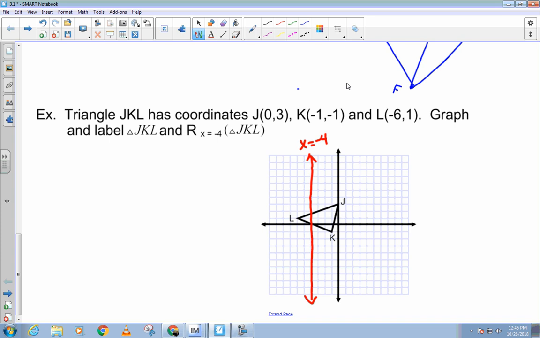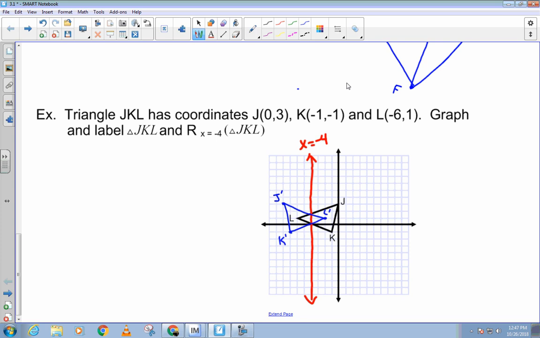So if I'm 2 units one way, I've got to go 2 units the other way, okay? So let's start with L, which is 2 units to the left. So if L is 2 units to the left of that line, I've got to go 2 units to the right. Okay, and that's going to be L prime. If I look at J, J is 4 units to the right, so I now have to go 4 units to the left, because it has to preserve that distance from the line of reflection. And then K is 3 units to the right, so when I reflect over that line, I go 3 units to the left. Okay, and so then I draw my line, and it's reflected over that line x equals -4.